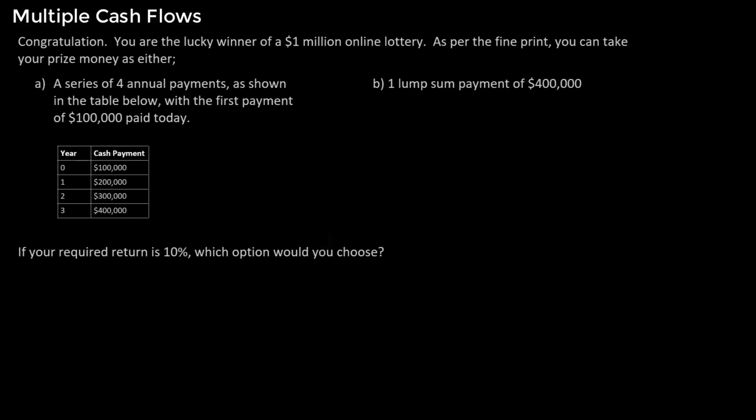Welcome back everyone. Let's now have a look at an example of a present value calculation with multiple cash flows. So congratulations, you are the lucky winner of a $1 million online lottery. What a great problem to have, right?